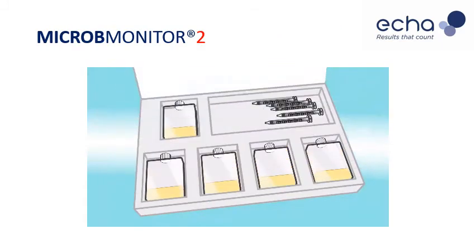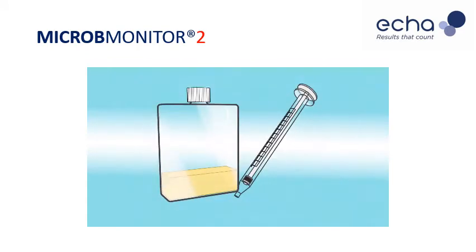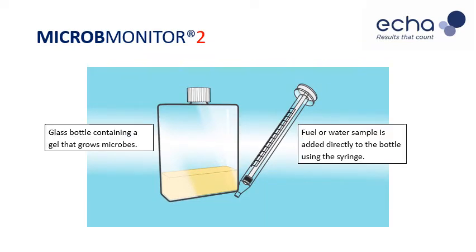So here is the Microbe Monitor 2 test. It comes in pack sizes of 5 tests, and we also do bulk boxes of 50 tests. The test is published as standard industry method IP613 and ASTM equivalent D7978. Each test consists of a glass bottle containing a special gel that grows microbes and a syringe which is used to dispense fuel or water sample from the sample container into the Microbe Monitor 2 test bottle.